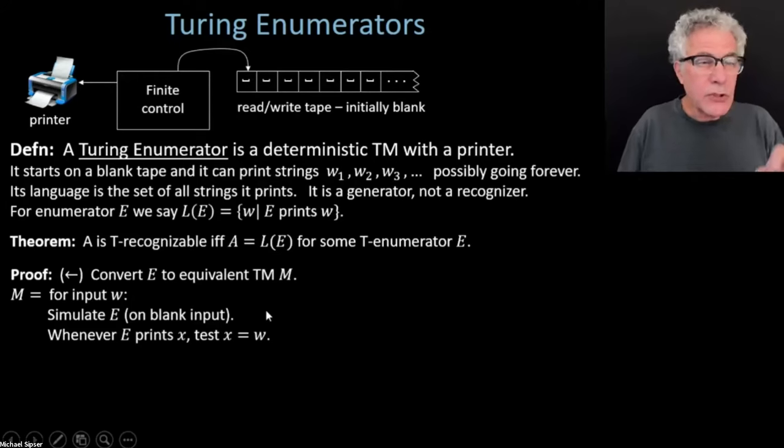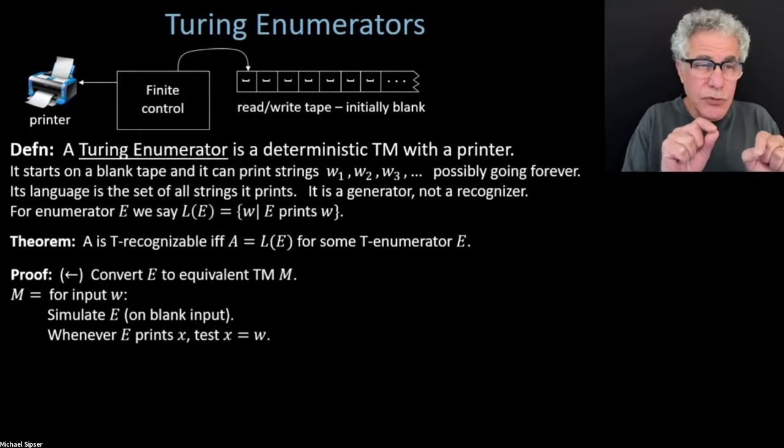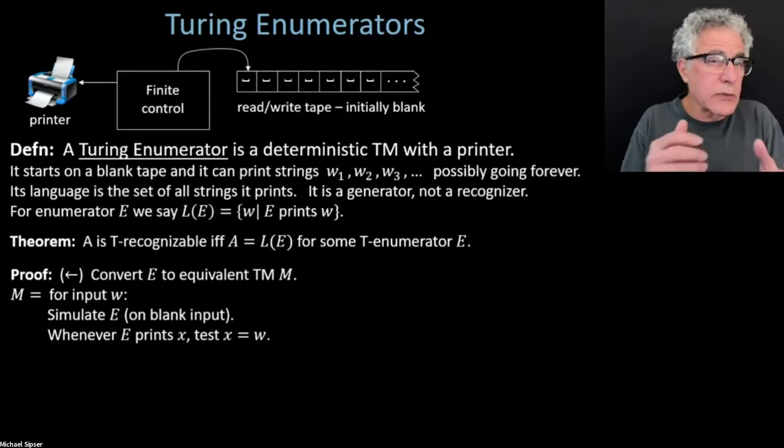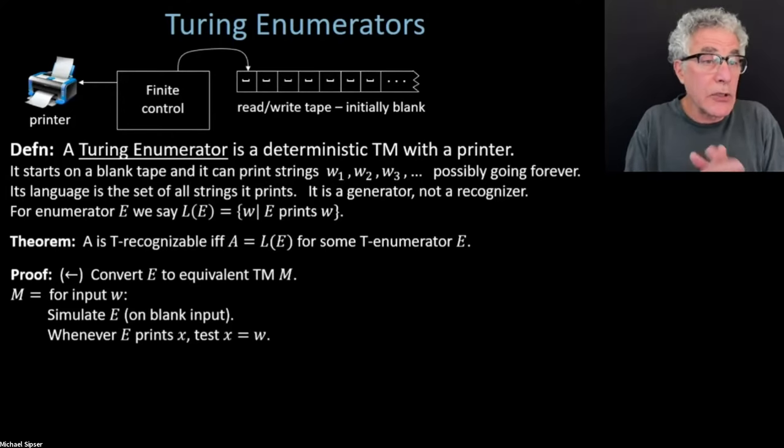You get the idea? So we have a recognizer. It has an input string, maybe like 1101. And I want to accept that string if it's one of the strings that the enumerator E prints out, because that's what the recognizer is supposed to do. It's supposed to accept all the strings that the enumerator prints out. So I've got this 1101.